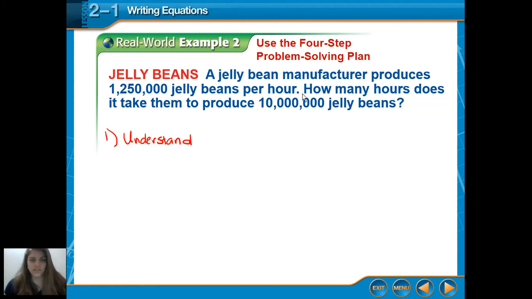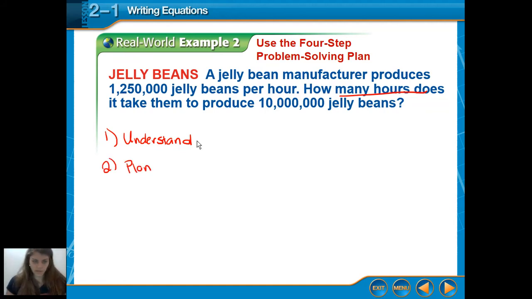So based off of this, we have 1,250,000 jelly beans per hour. That's the rate that this manufacturer is producing these jelly beans. And they want to know how many hours it takes for them to produce 10 million jelly beans. Okay, so those are the 2 facts that we have, and we're trying to find how many hours. So our final answer should be in hours. Okay, so that's understanding.